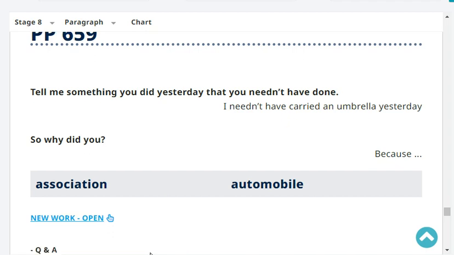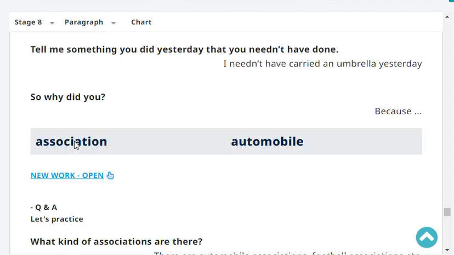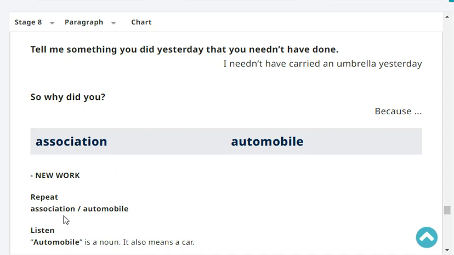And that's the end of our revision. Let's have new words. Okay, very good. Okay, let's have the first steps. Okay, repeat. Association, automobile.